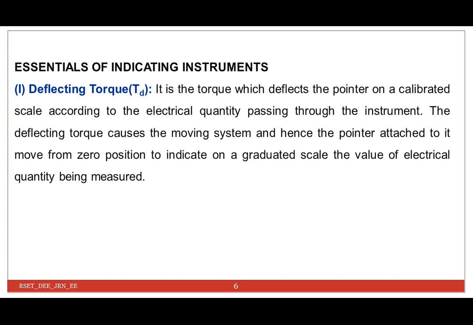Now, there are some essentials of indicating instruments. There are three torques associated with indicating instruments: deflecting torque, controlling torque and damping torque. Deflecting torque is a torque which deflects the pointer on a calibrated scale according to the electrical quantity passing through the instrument. The deflecting torque causes the moving system, and hence the pointer attached to it, to move from zero position to indicate on a graduated scale the value of the electrical quantity being measured. We'll be studying in detail in PMMC the expression for the deflecting torque, etc. It is designated as T subscript D.